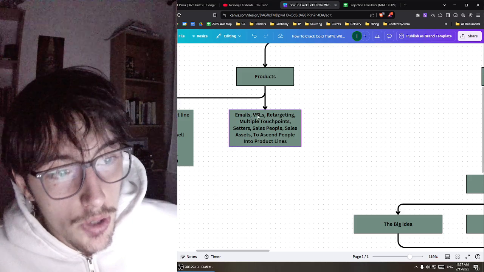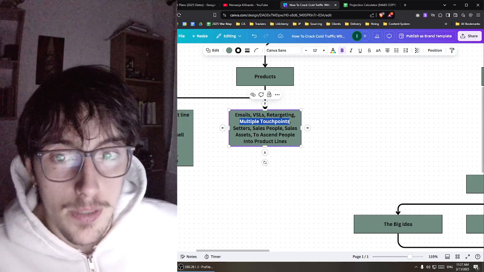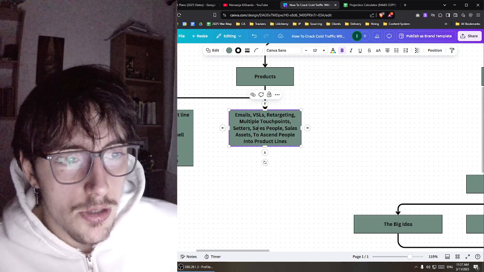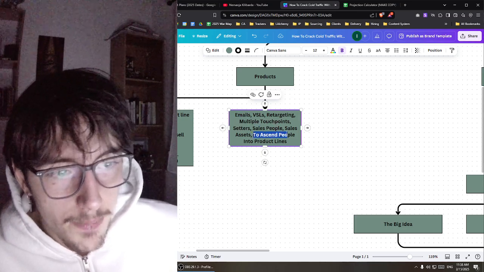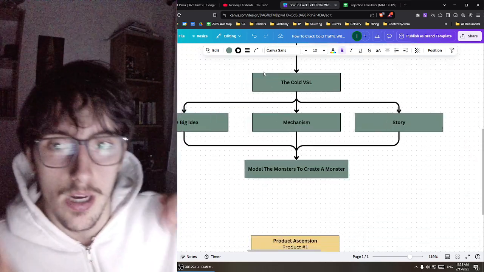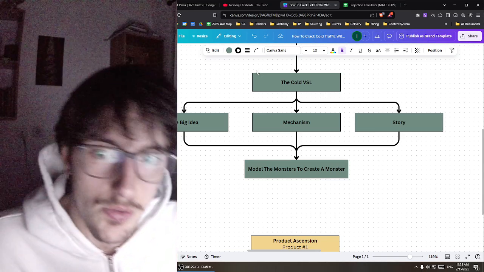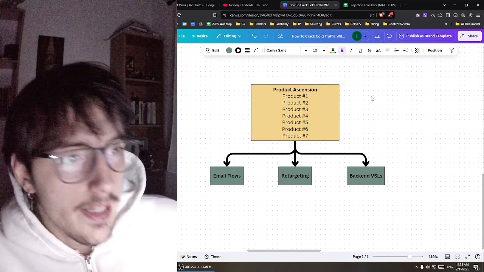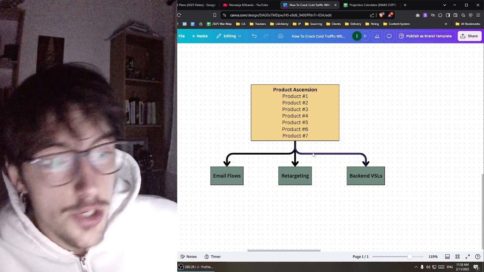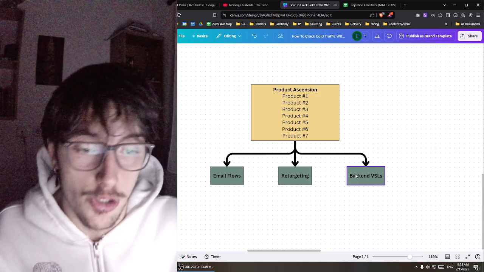And the way you retarget people is emails, VSLs, retargeting, having multiple touch points throughout your business, like giving them sales assets, talking to appointment setters, salespeople, ascending people through different product lines, and just really creating the products as the actual sales process for the next products. That's also something crazy we do. And it looks something like this. So you have 7 products, you send them email flows for each, you send them retargeting and backend VSLs, depending on where your customer's at in the journey.